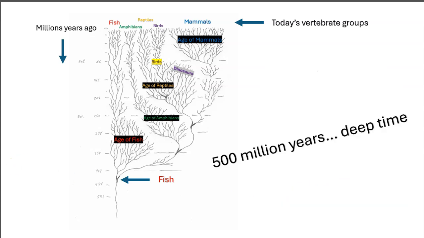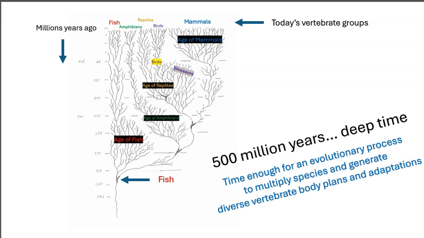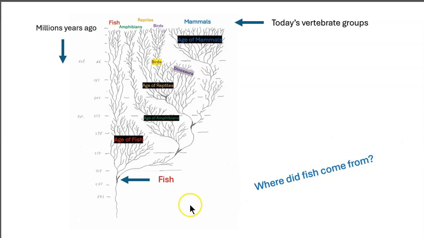How much time are we talking about? Something like 500 million years. This is deep time. Deep time just refers to lengths of time that are just unimaginable, really hard for us to intuitively grasp. But it's time enough for an evolutionary process to multiply species and generate diverse vertebrate body plans and adaptations. Now, if fish were the first vertebrates, where did fish come from?